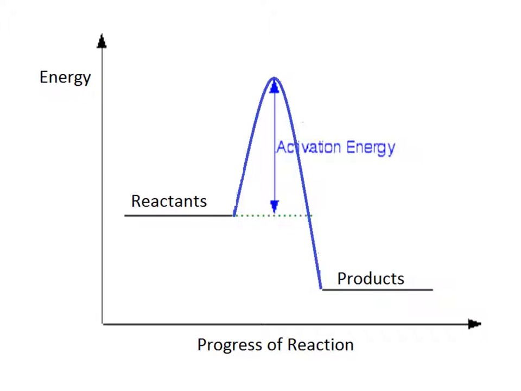Enzymes work by lowering the activation energy. Nothing else about the reaction will be changed. We have the same reactants and the same products. The only difference is this hump in between. The enzyme will lower the activation energy, leading us to the same products. This speeds up the reaction overall.